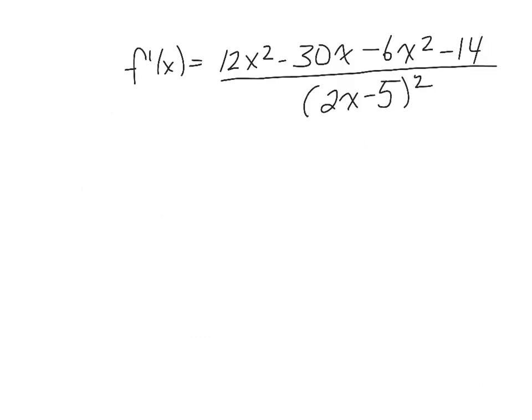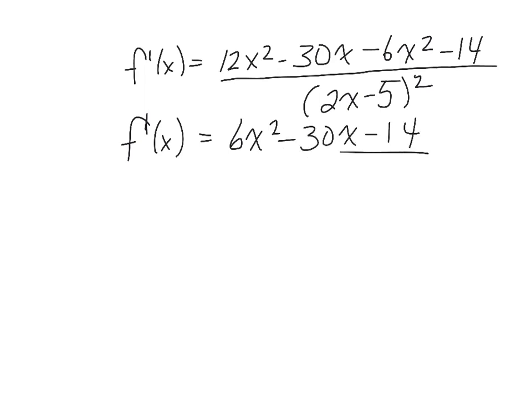So then I'm going to collect like terms that are in the numerator. So I have here 12x squared minus 6x squared, so they combine to leave us with 6x squared minus 30x minus 14, and again all over 2x minus 5 all squared. And that's your derivative.